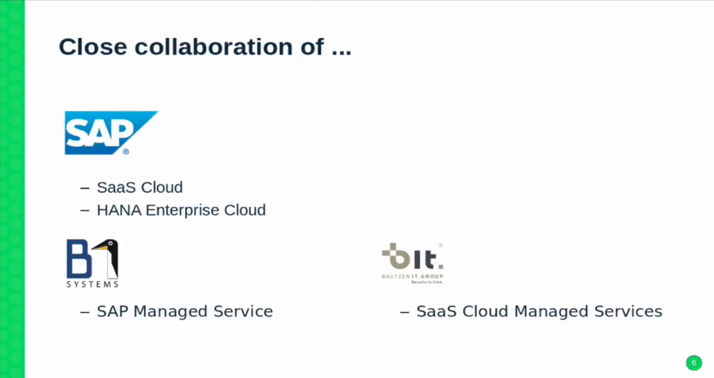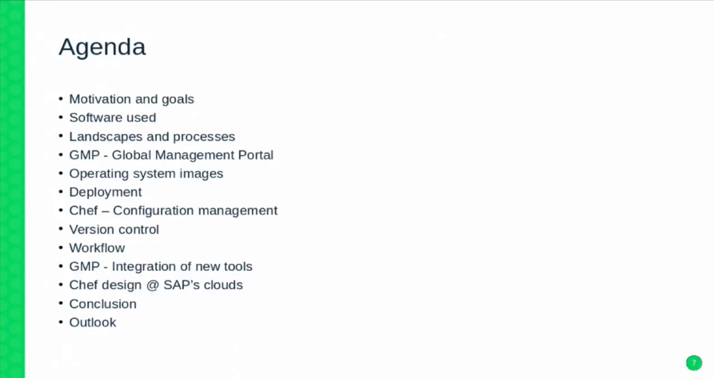The project we want to show you today is a close collaboration between, of course, SAP, as we are talking about two of the oldest and biggest clouds there on SAP. One is the SAS Cloud, and the other one is the HANA Enterprise Cloud, or short HEC. And as you can see, there are more companies involved, like us at B1. Actually, B1 has a managed service contract to operate the HANA Enterprise Cloud for SAP for quite a few years.